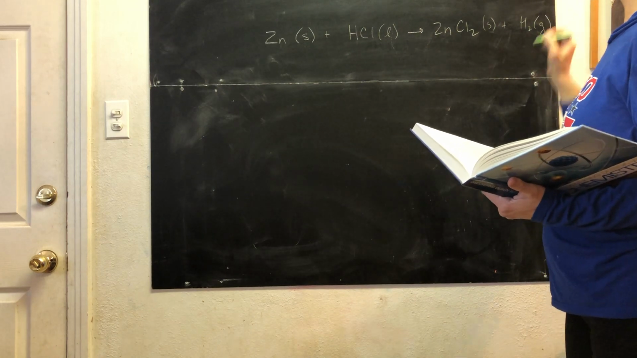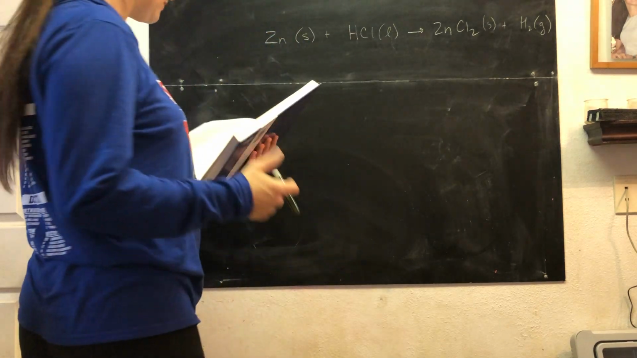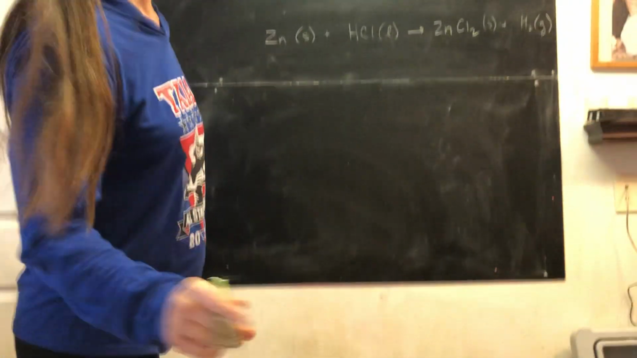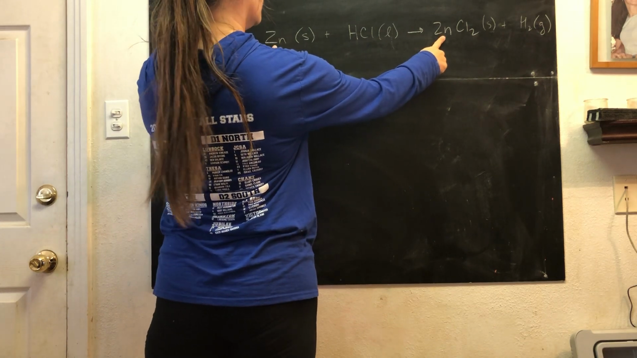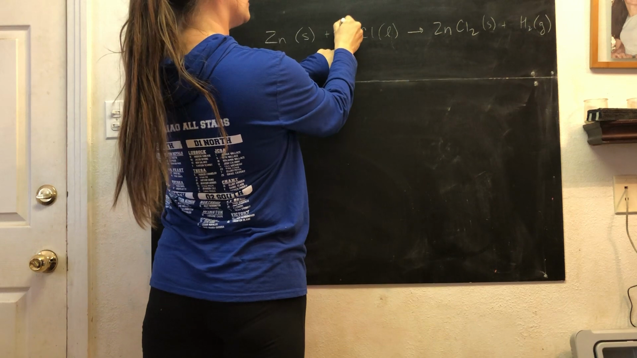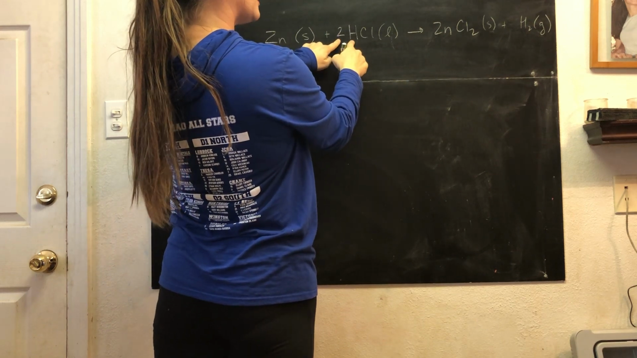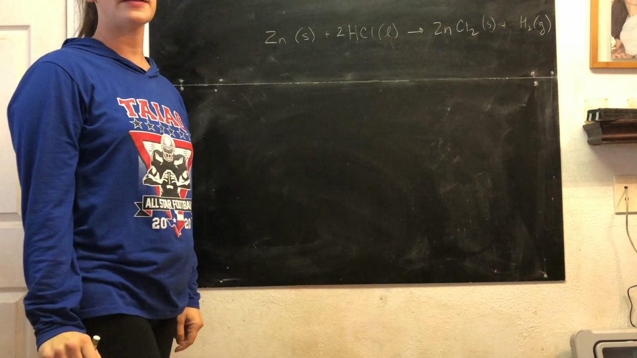So hydrogen gas, and we know hydrogen is a homonuclear diatomic. So now we need to balance this equation. Okay, so we've got 1 zinc on this side and 1 on this side. We've got 1 hydrogen here and 2 hydrogens here. So I'm going to put a 2 here. So now the hydrogens are balanced. 2 chlorines, 2 chlorines. This is balanced.